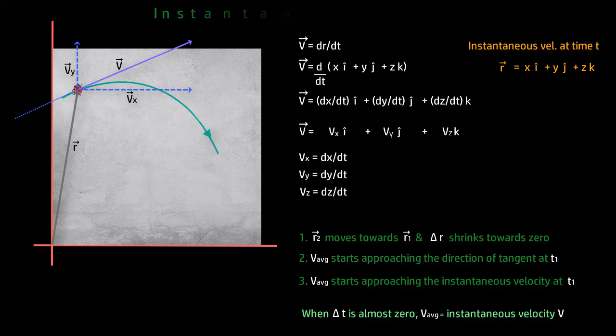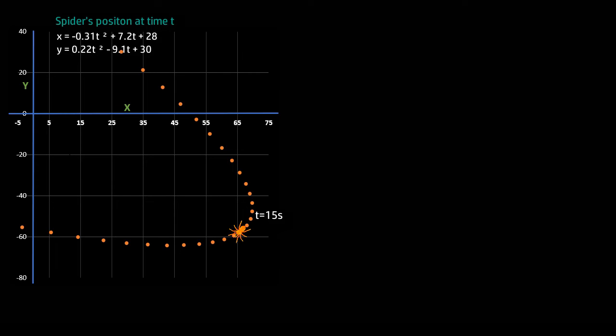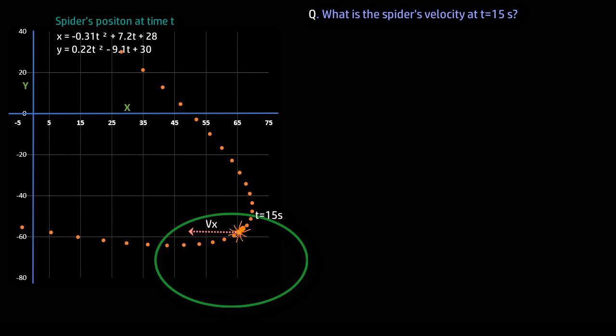So recall the orange spider from the last lesson, that is climbing a wall, and we asked what is the spider's velocity at t equal to 15 seconds. How we approach this problem is that we first find the x component of the velocity at t equal to 15 seconds. Then we find the y component of the velocity at 15 seconds. And then we combine them to get the resultant velocity at t equal to 15 seconds.